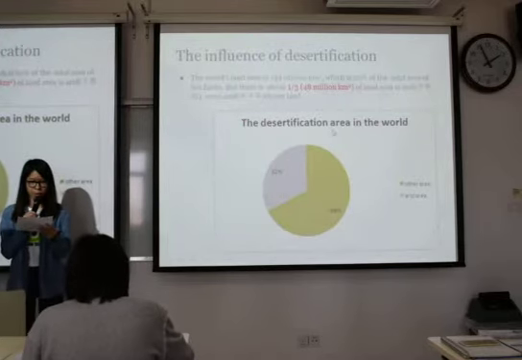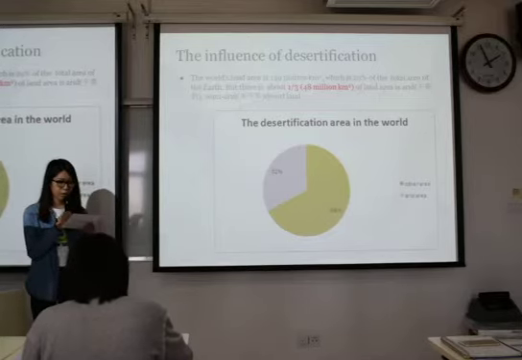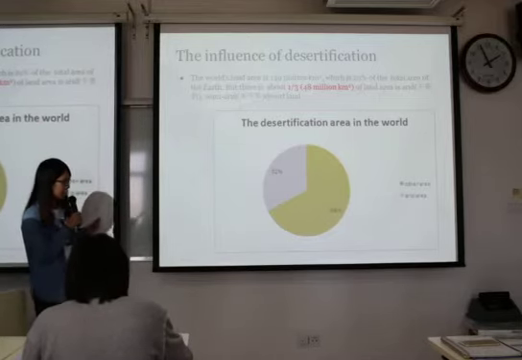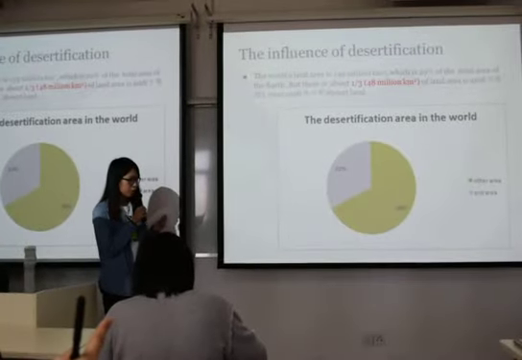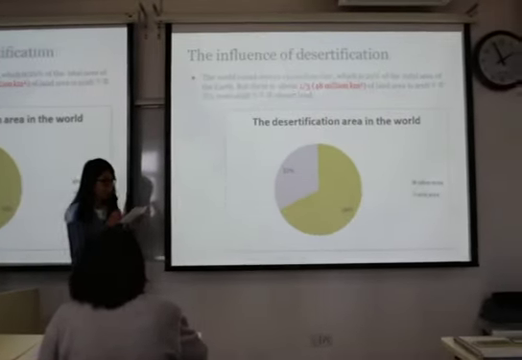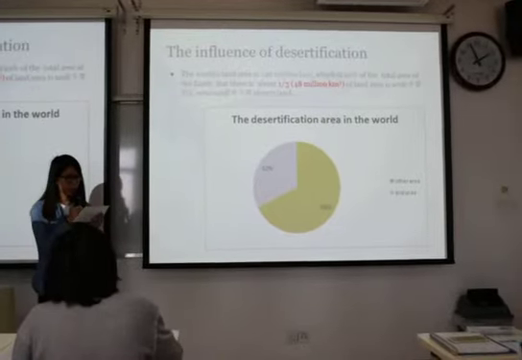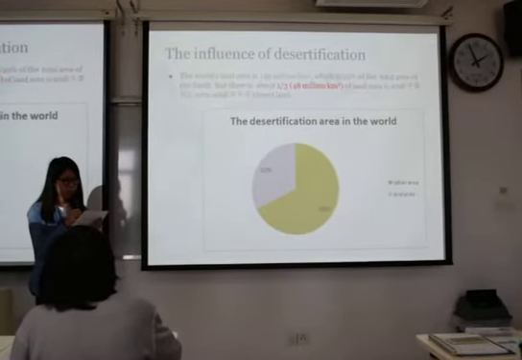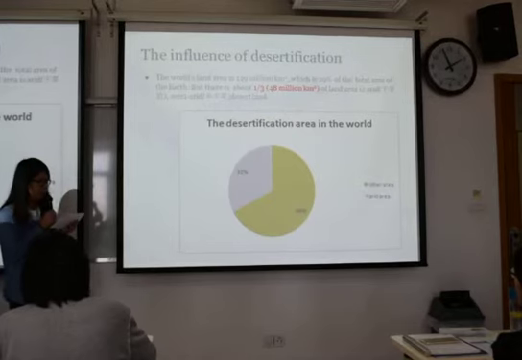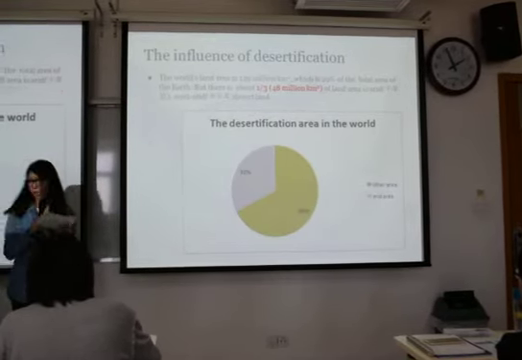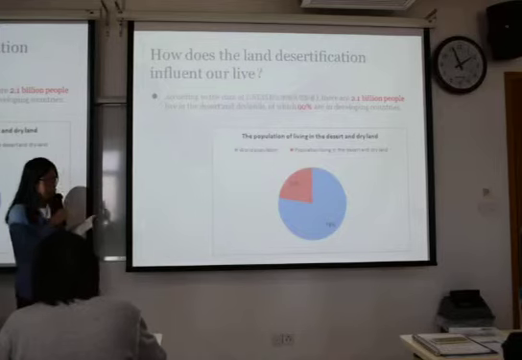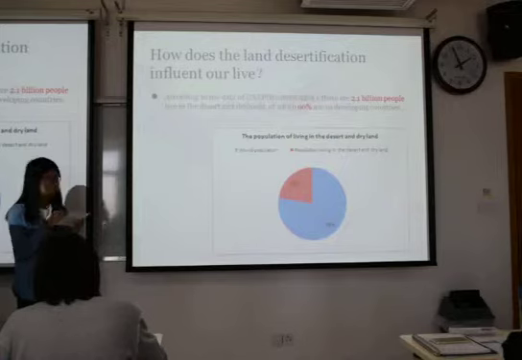And now let me tell you about the influence of desertification. The world's land area is about 149 million square kilometers, which is 29% of the total area of the Earth. But there is about 1/3 of land area is arid, semi-arid, desert land. This means 32% of land area is the desertification area. What we saw just now show us that the situation of desertification is very serious.